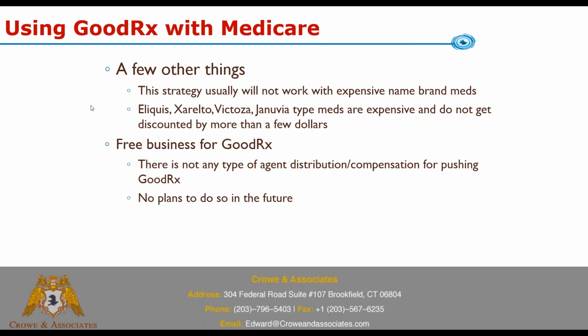Same thing with Victoza and Januvia. Those are newer drugs that diabetics take. It won't work on those. They don't negotiate prices. And GoodRx is really revealing, because it'll show every pharmacy's price. And on a lot of drugs, the price range will be crazy different between what one pharmacy's negotiated versus another, but not with Eliquis, Xarelto, Victoza, and Januvia and others like it. The prices will almost be identical at every single pharmacy because they just really don't negotiate. So GoodRx won't work for those.